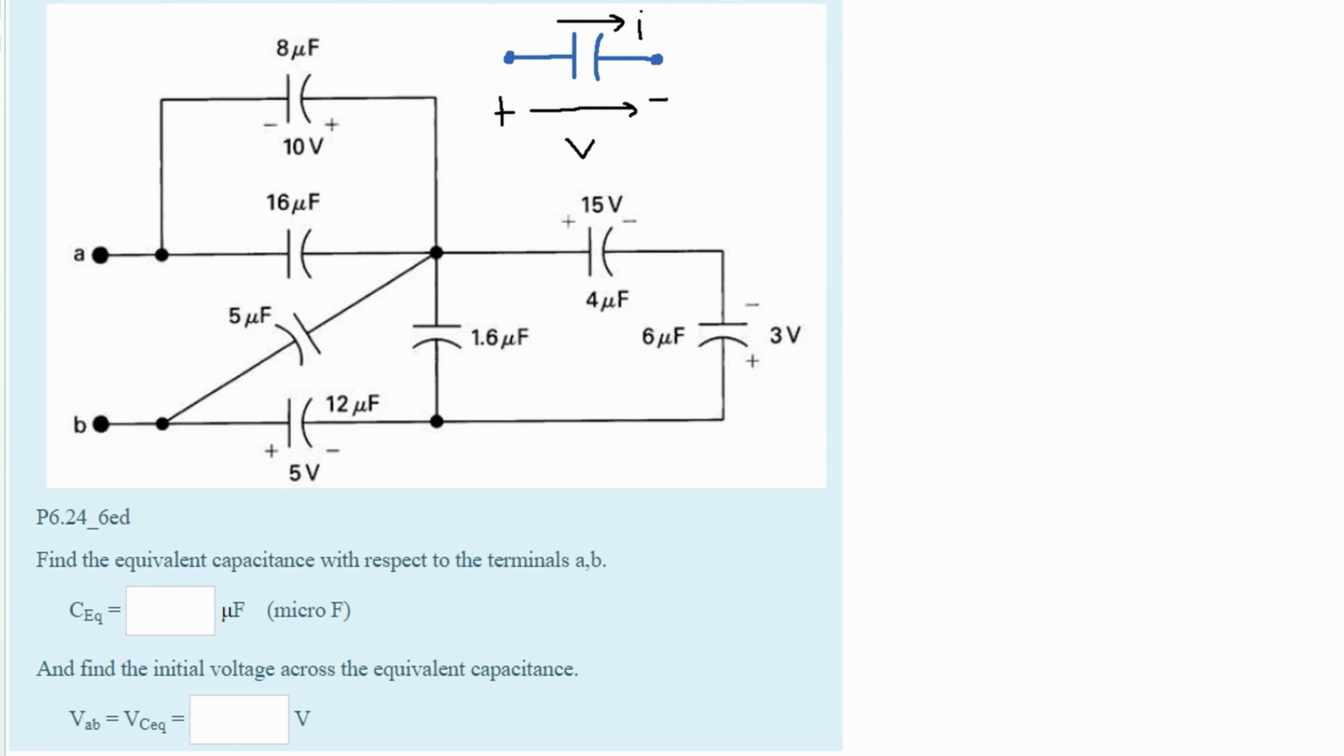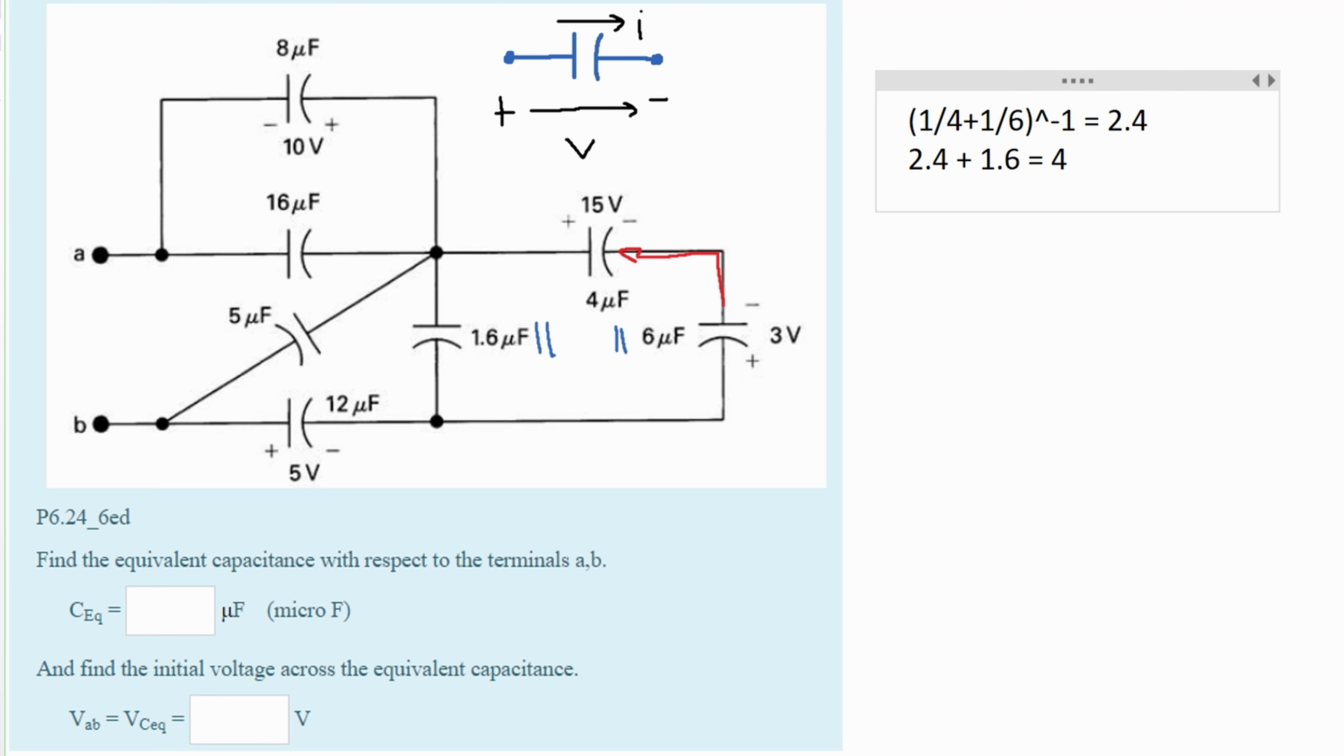We can see that our 4 microfarad and our 6 microfarad capacitor are in series. That means we are going to have to put them in the 1 over the capacitor plus 1 over the next capacitor formula raised to the negative first power, and this is going to give us 2.4. We can see that this 2.4 is going to be in parallel with our 1.6 microfarad capacitor. So we can just add them together, and we are going to get 4.